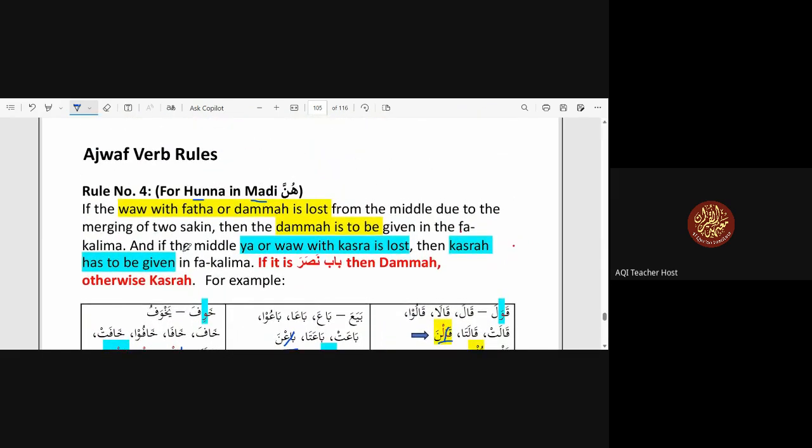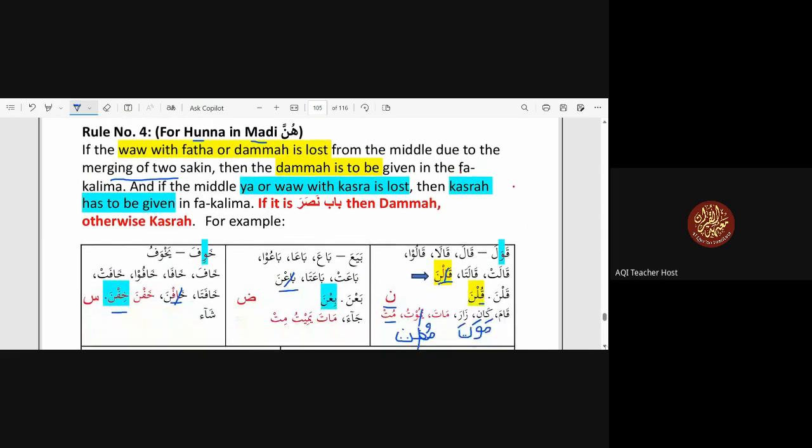All you have to remember is the two parts of this rule. Okay, the first part is waw with fatha or dhamma. If it is lost, the two sakins meet. Okay, this is the first part. The two sakins meet, then the weak letter that got sukun will drop, and the other one will remain, and then dhamma will be given to the fa kalima. This is the second part. And for Bab Nasara it is dhamma, and for other babs it is kasra. Just two parts of these Ajwaf rules. So this is rule number 4.